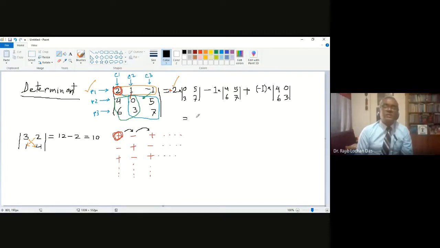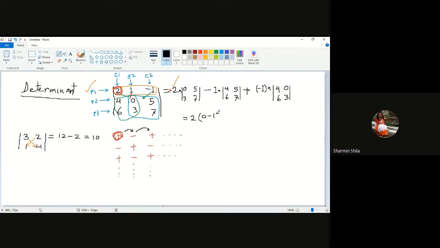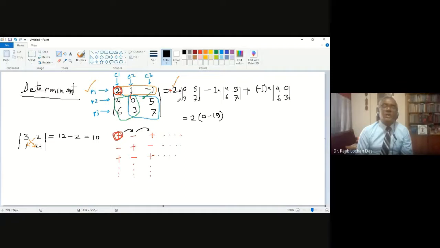Now the fourth step is calculation. So 2, then bracket, then 0 minus 15, because you already know how to find out this thing. This is the 2 by 2 determinant calculation, so you already know how to find out the value of this. Within the bracket, I am writing 0 minus 15, and then minus 1, then bracket 28 minus 30, and then minus 1, then bracket 12 minus 0.